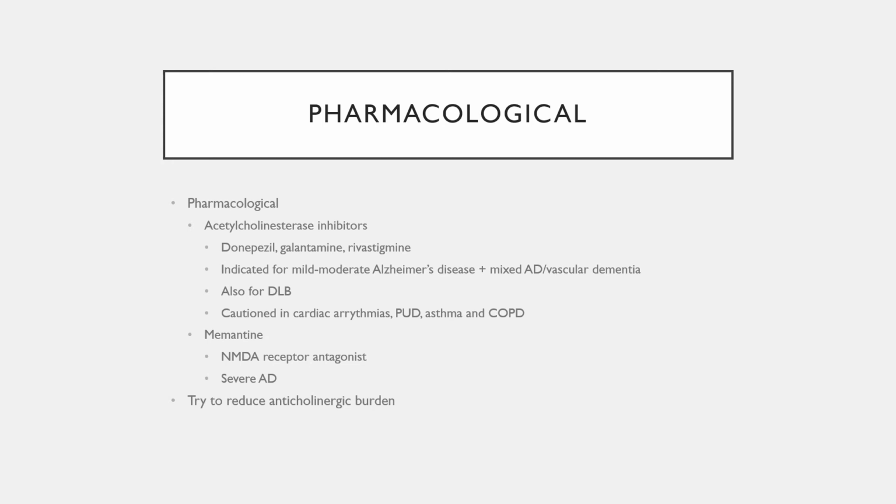The second drug that can be used is memantine, an NMDA receptor antagonist, and it's licensed in severe Alzheimer's disease, either in addition to the acetylcholinesterase inhibitors, or if the acetylcholinesterase inhibitors aren't able to be used. Another important point, if you're prescribing for people with Alzheimer's disease or cognitive impairment, is trying to reduce the anticholinergic burden of your prescribing, because a high anticholinergic burden is just going to worsen the confusion associated with it.